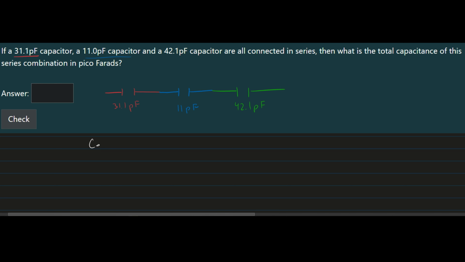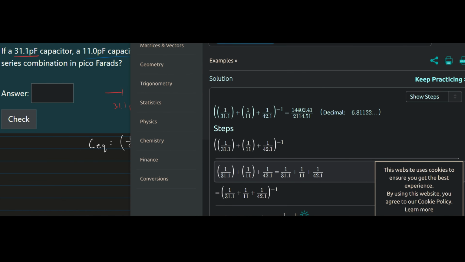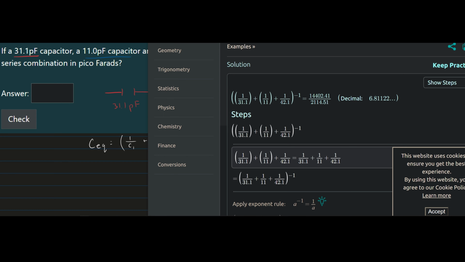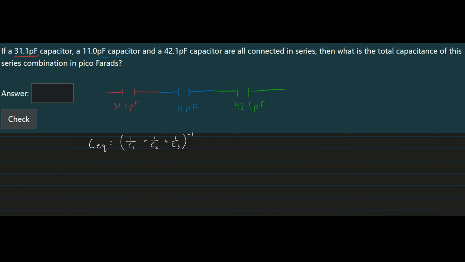So we would say our C equivalent is going to be equal to 1 over our first capacitor, plus 1 over our second capacitor, plus 1 over our third capacitor, all raised to the negative first power. From here, we can plug this into a calculator, and we're going to get approximately 6.811. And so for this problem, our answer is 6.811, and that's how we would go about looking at this material.